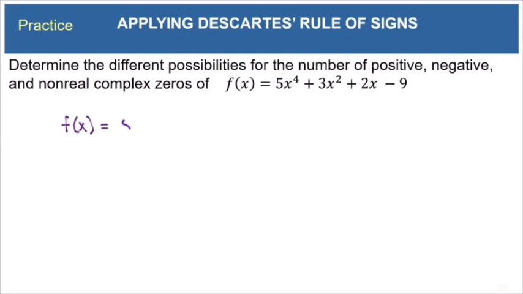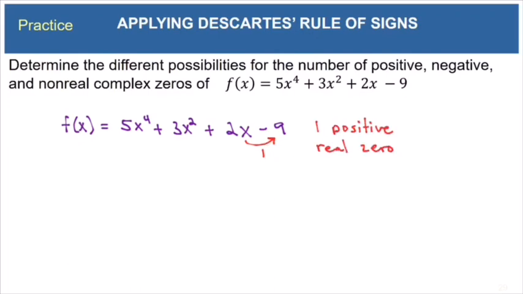We have f of x equals 5x to the 4th plus 3x squared plus 2x minus 9. Now to find the number of positive real zeros, we count the sign changes in f of x. So this starts positive, stays positive, then it turns negative. So there's only one sign change, so we know now that there's one positive real zero.